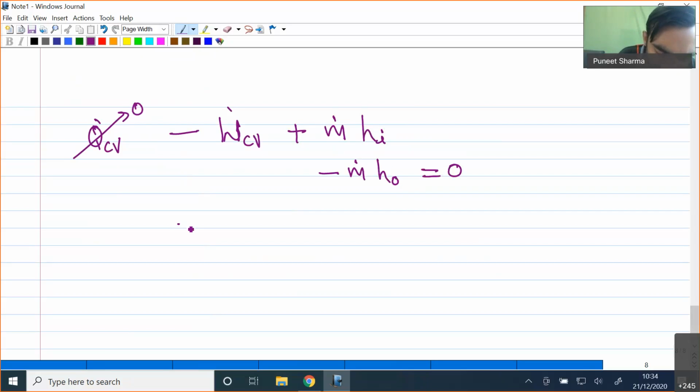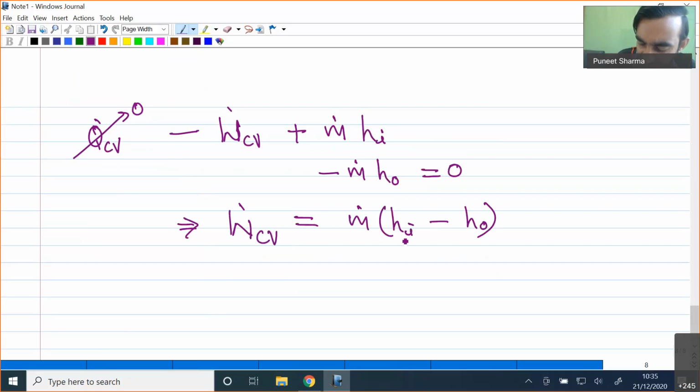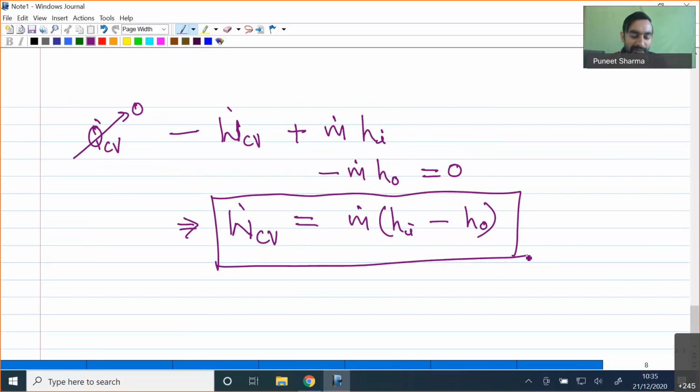So from this particular formulation, I will be getting that work done by this control volume, WCV, is nothing but equal to m dot times (Hi minus Ho), where Hi is the enthalpy at inlet and Ho is the enthalpy at outlet of the turbine. So this is the amount of work done which we will be getting from our turbine when it is operating under the steady flow process conditions. So this is the work done by the turbine.